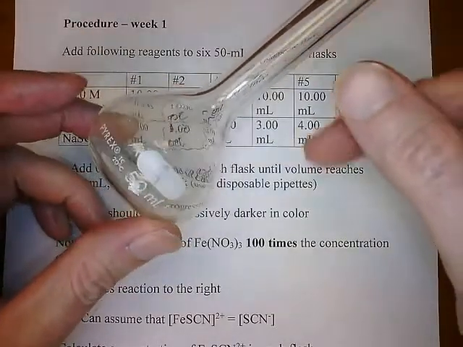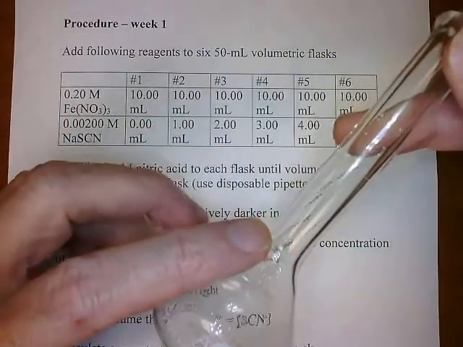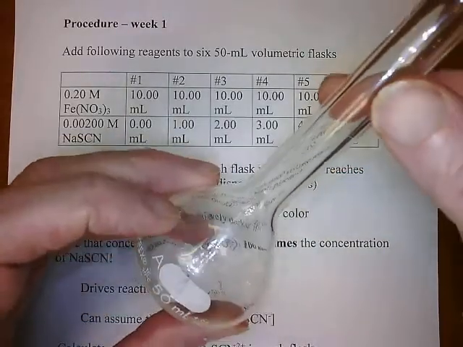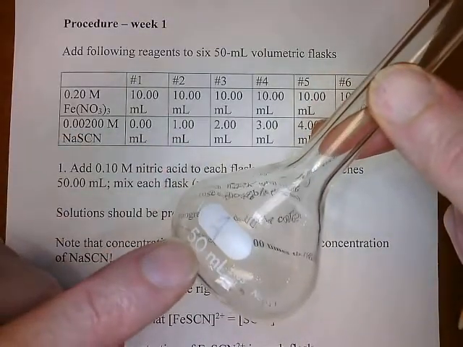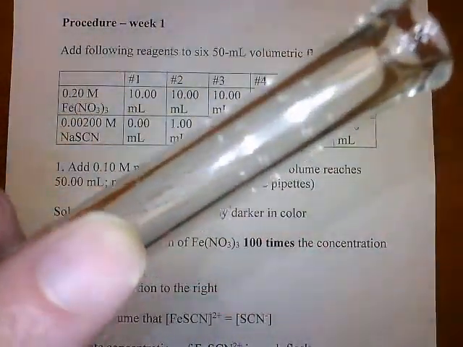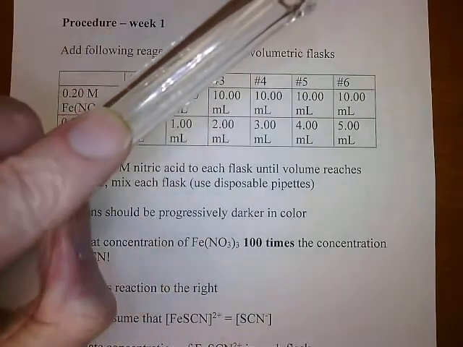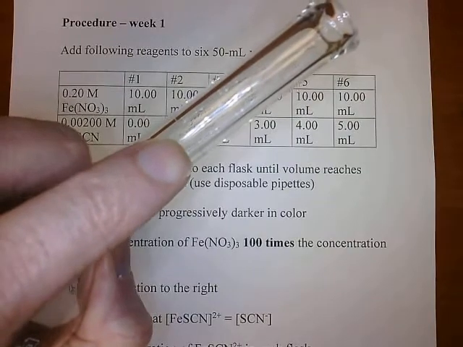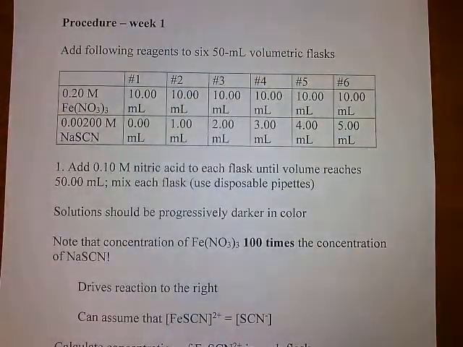A volumetric flask measures 1 volume and 1 volume only. There's no graduations here. This can only measure 1 volume, the volume it's designed to measure, which is 50 mils. So when you fill it up to the mark on the neck, which you can barely see here, you will have 50 mils much more accurately than could be measured with a grad cylinder, and certainly more accurately than a beaker.